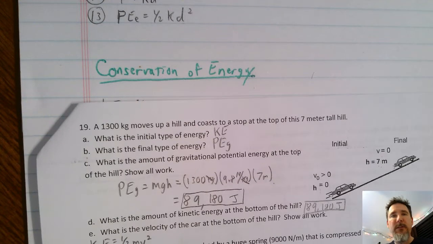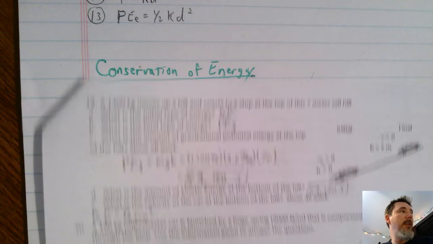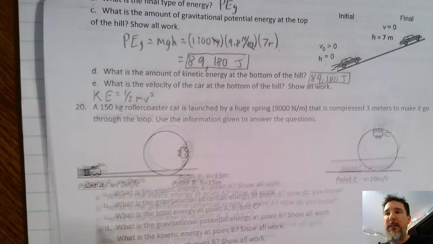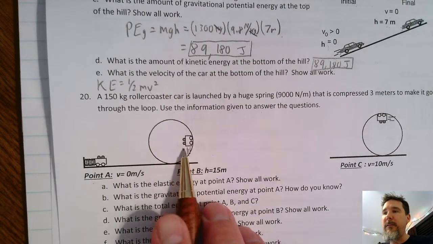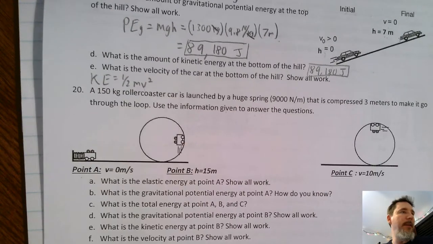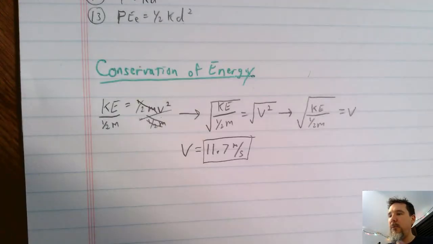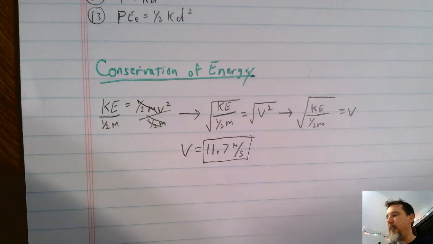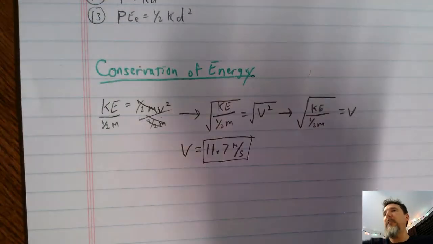Okay, so that's conservation of energy in a nutshell with one question. All right, there's obviously other examples. In this case, we start out with elastic, we get to gravitational and velocity, kinetic. So let's move on though. I want to talk about these.